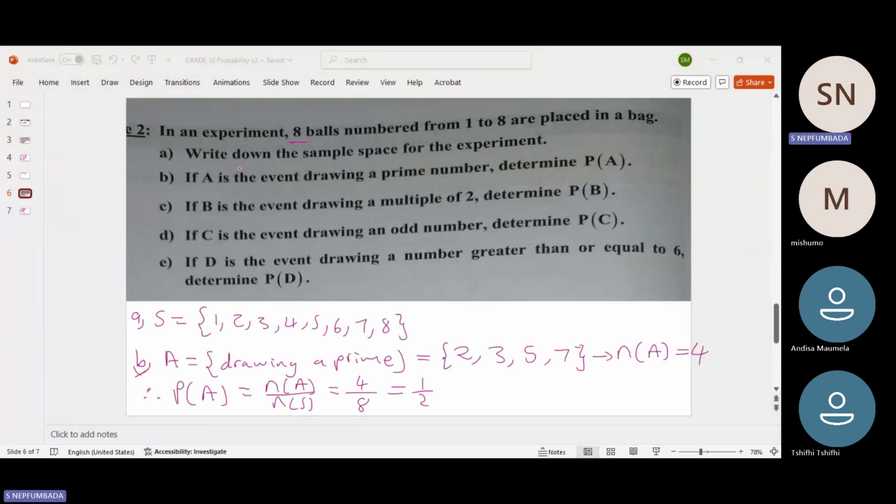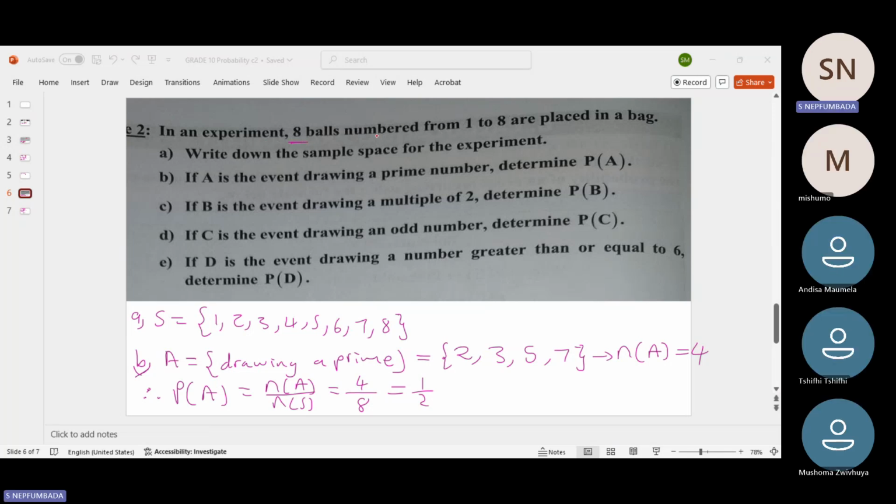On the next example, they say in an experiment, 8 balls numbered from 1 to 8 are placed in a bag. Write down the sample space for the experiment. They said how many balls? 8 balls. So our sample space is 1 to 8. Are we together? Yes. Our sample space means 1 to 8.